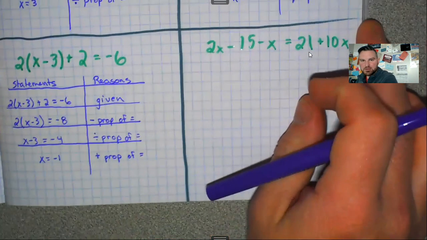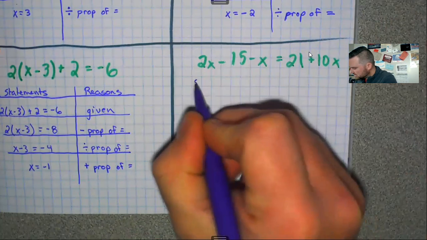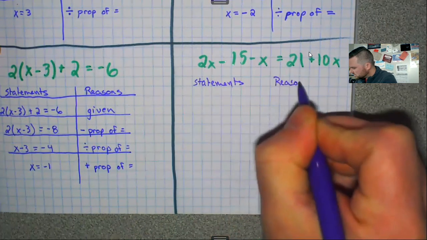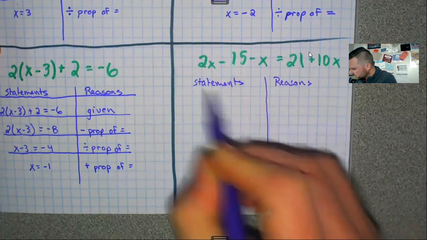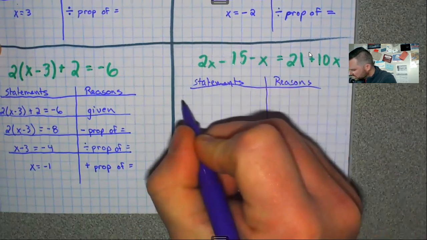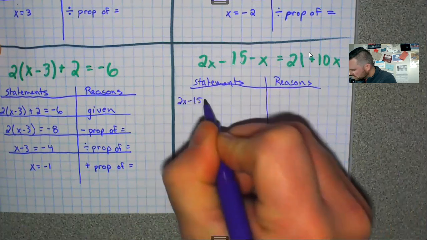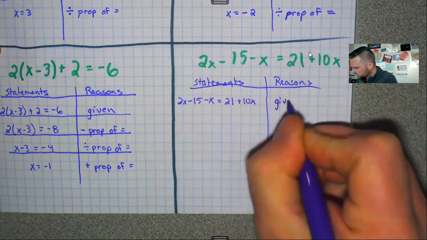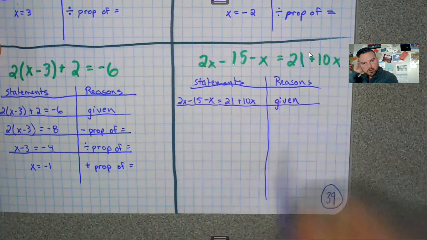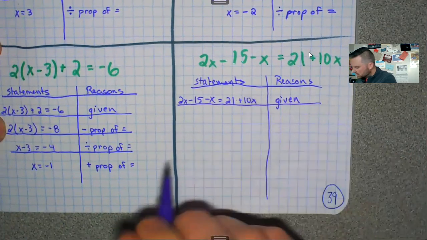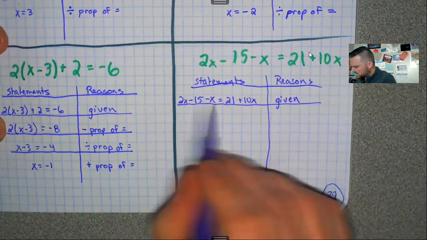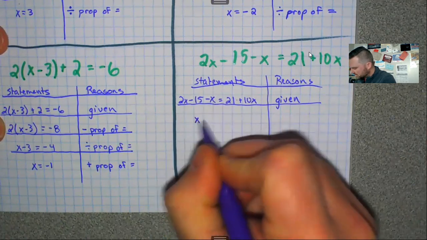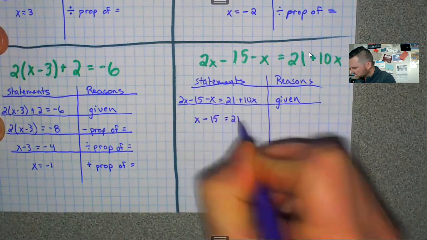All right, moving over to our last problem here. Statements and reasons. We'll rewrite what is given unchanged. Okay, and that was given. That was provided to us right there. Okay, so here we need to combine like terms on both sides. I got 2 x's here. So I got 2x - x would be x - 15 = 21 + 10x.